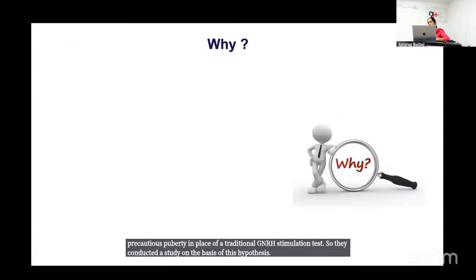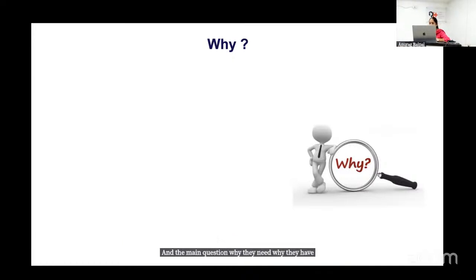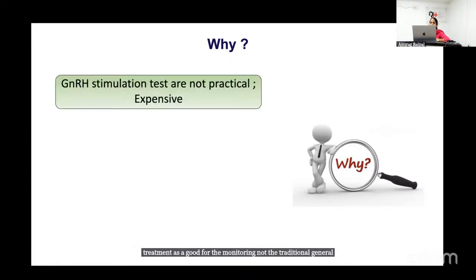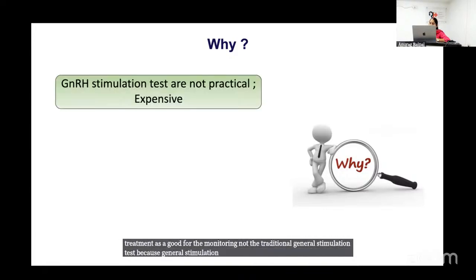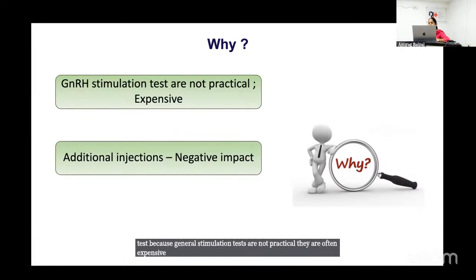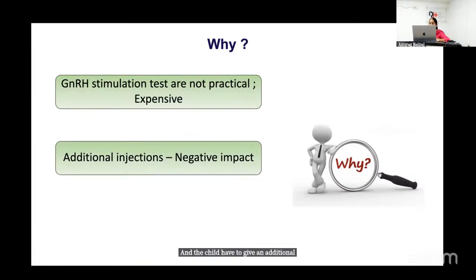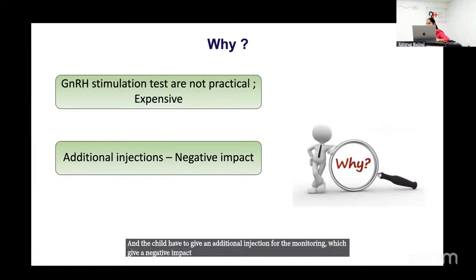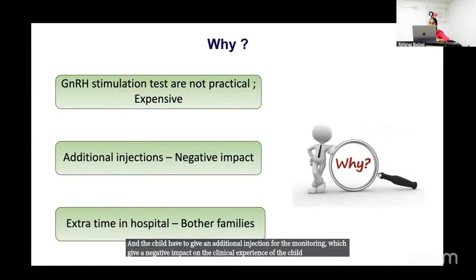And the main reason why they have used the therapeutic treatment for monitoring, and not the traditional GnRH stimulation test, is that GnRH stimulation tests are not practical, they are often expensive, and the child has to get an additional injection for the monitoring, which has a negative impact on the clinical experience of the child. And the parents have to give extra time for this stimulation test, and it bothers the family and the children as well. So they found that using the treatment itself for monitoring will be good for both the families and the children.